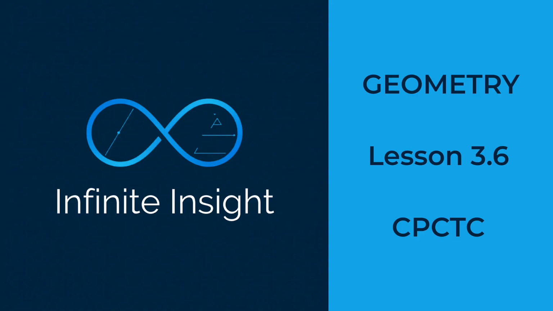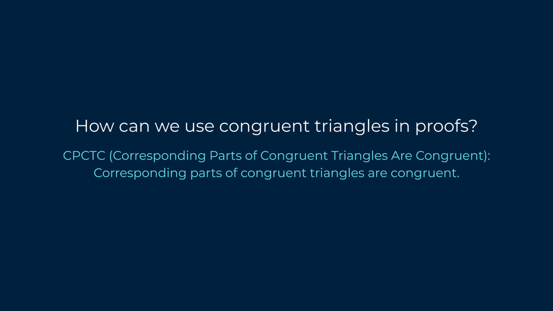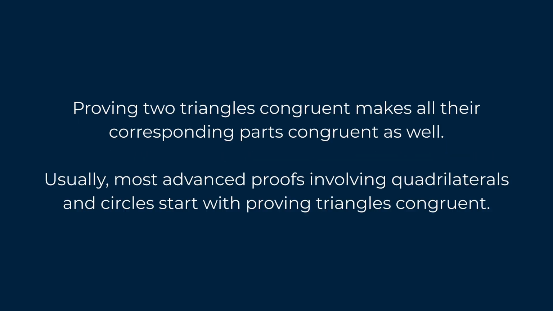Congruent parts of congruent triangles are congruent, otherwise labeled as CPCTC. Alright, let's begin. So, how can we use congruent triangles in proofs? Well, we know that corresponding parts of congruent triangles are congruent already. That's what corresponding parts are. But how can we use this congruency theorem in proofs? Proving two triangles congruent makes all their congruent parts equal as well.